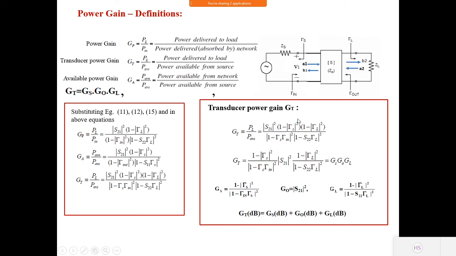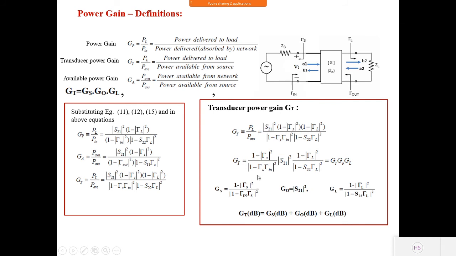Now rearranging this equation for GT. You take the term 1 minus |Γs| squared and divide it by the denominator term. All our products are here: |S21| squared multiplied by 1 minus |Γs| squared and 1 minus |ΓL| squared. All three terms are in the numerator, each a separate term. Similarly, two terms are in the denominator.